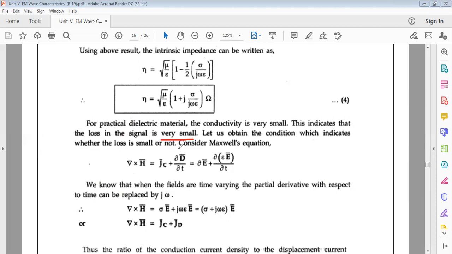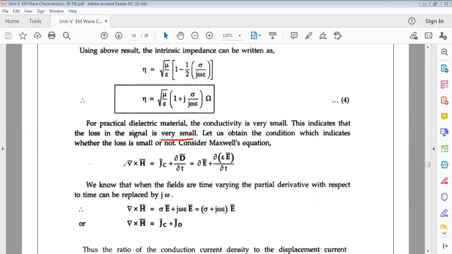In the lossless transmission, we consider sigma as 0. In the lossy dielectric, sigma is not equal to 0. And if that conductivity is very small, it means the loss is also very small in the practical dielectric. Loss in the signal is also very small. Now let us obtain the condition which indicates whether the loss is small or not.